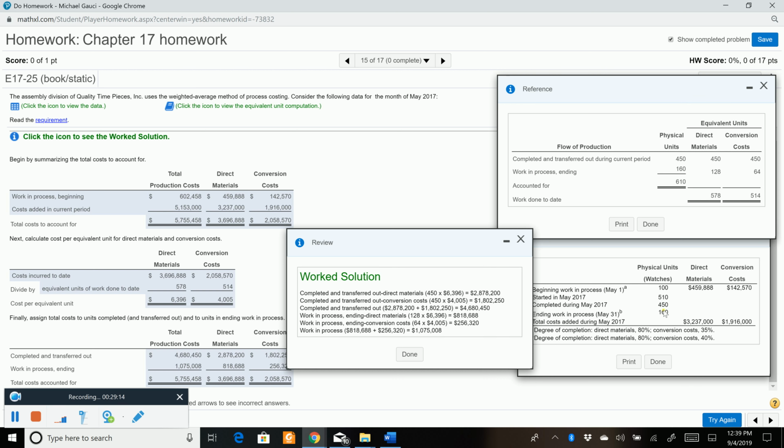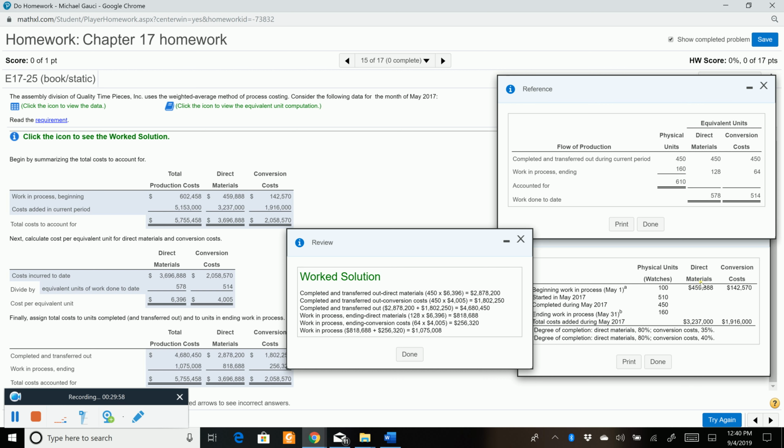And we know out of the 610 to account for, 450 we said were completed and transferred out, 160 was ending WIP. And the items that were in ending WIP, they were 80% done for materials. That gave us equivalent units of 128, and they were 40% done for conversion costs. That gave us the 64. So here is basically our equivalent units for materials, 578. For conversion cost, it was 514. All right, now what we're going to do is basically accumulate all of our costs, so we know what costs we need to account for.